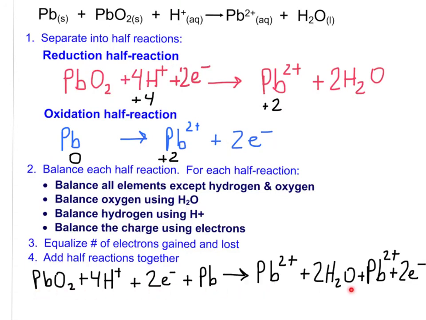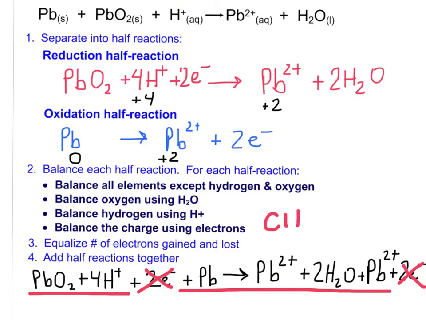Here is that final reaction, almost, except we get to cancel a few things out, right? 2 electrons, those cancel out on both sides. So then when I rewrite the equation, I can simply write that. That is my final balanced equation. Check.